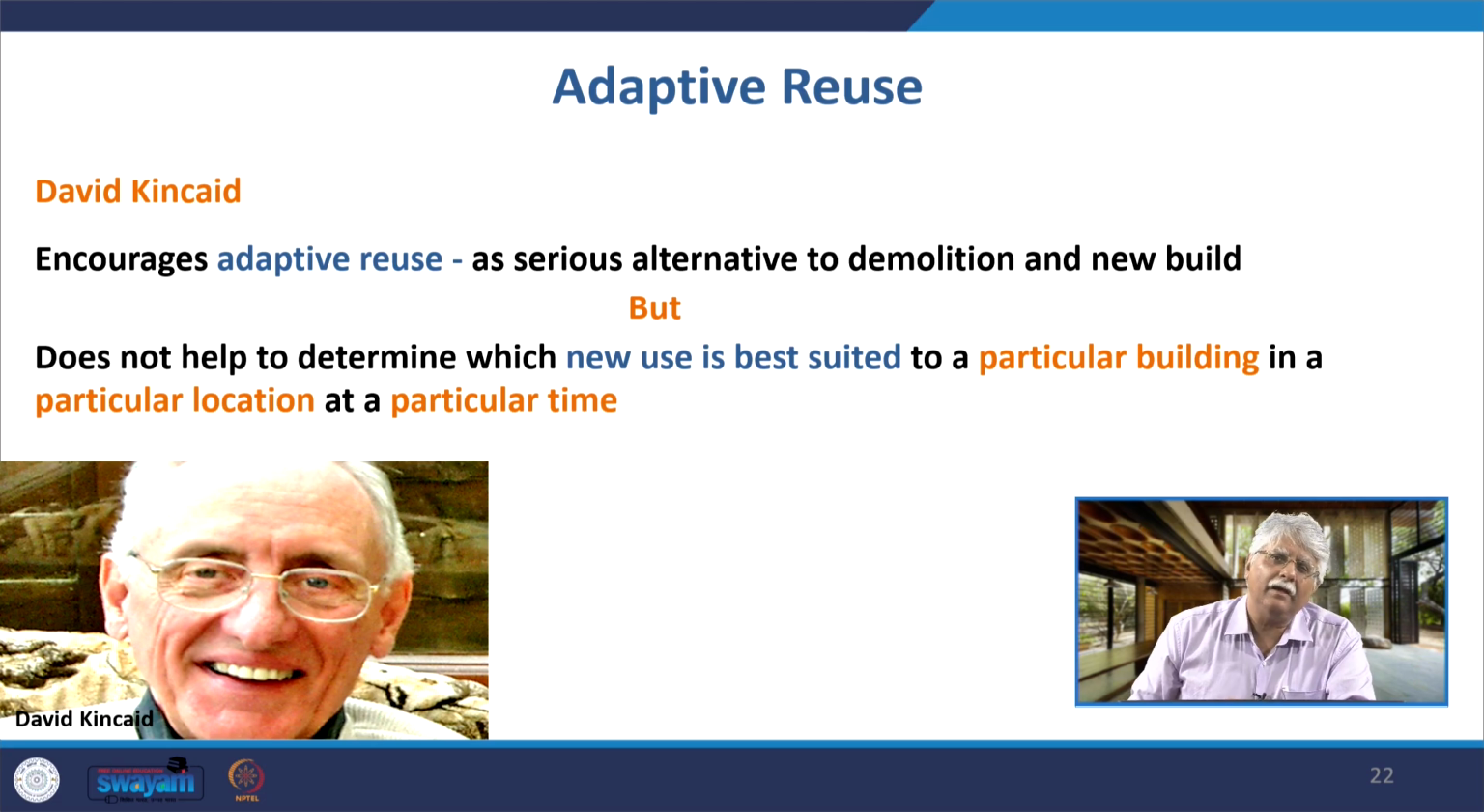David Kincaid encourages adaptive reuse as a serious alternative to demolition and new build, but he does not help us to determine which new use is best suited to a particular building in a particular location at a particular time. That is the job of the designer or the architect who is involved in that project. Even that design team is the best placed to take the right decision about the adaptive reuse.